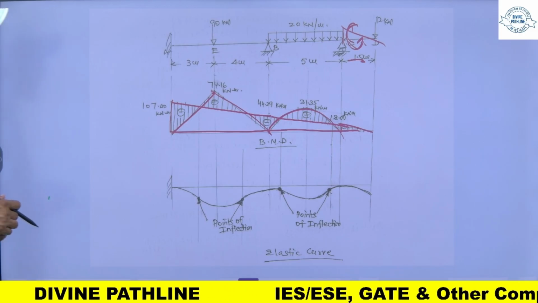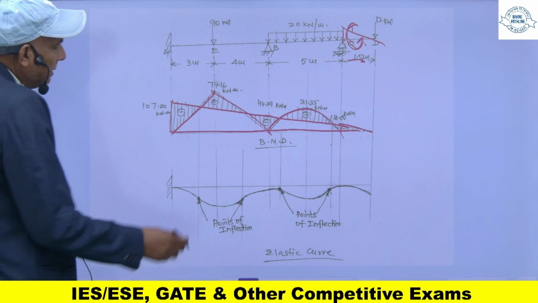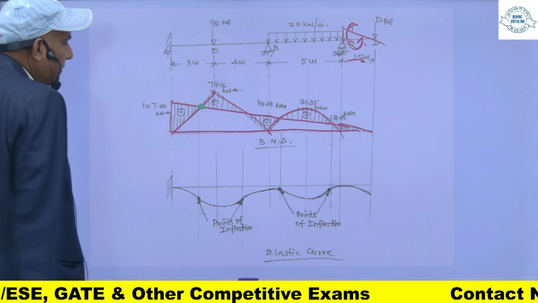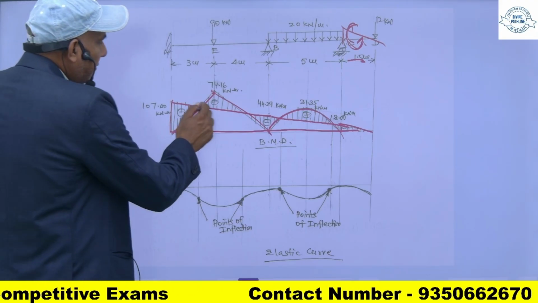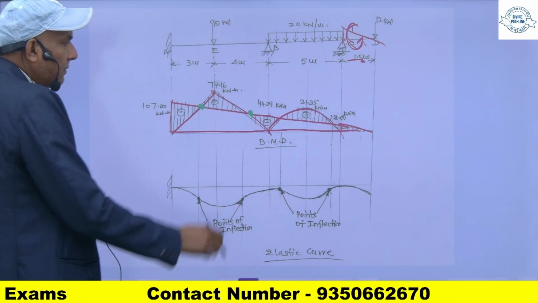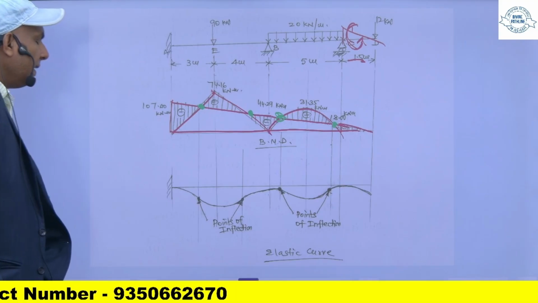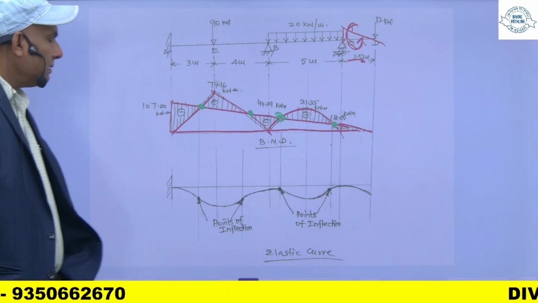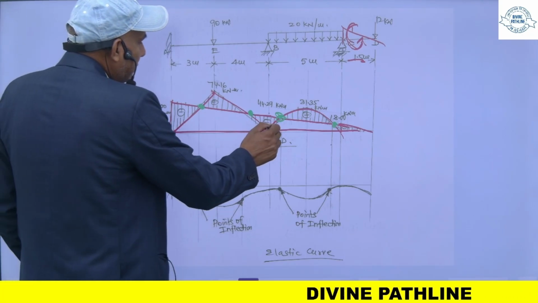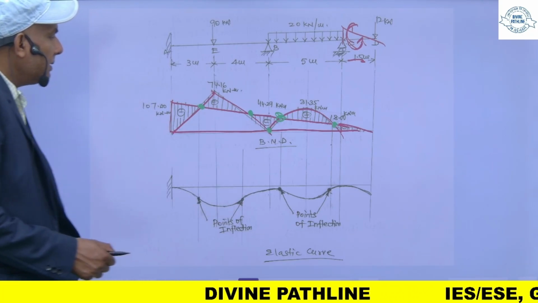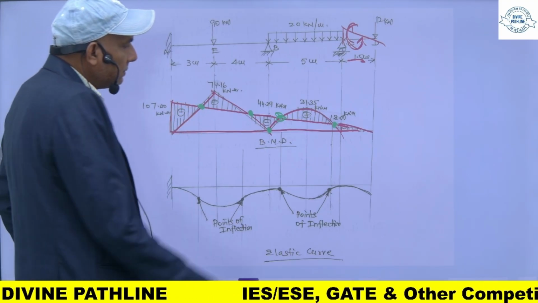Elastic curve, how to plot the elastic curve? So if you see, these are my points of contraflexure. This one, where the bending moment changes its sign, is a point of contraflexure. This is the point of contraflexure. So at these points, my curvature will change. In addition to this, it is also at this point where the bending moment either changes sign or becomes 0. And this one.